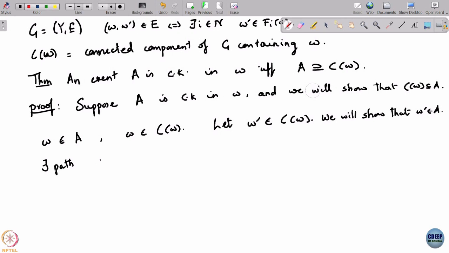Now, what is the definition of the connected component? It means that between any two vertices in that connected component, there is a path, right? There is a path that connects these two vertices. Let's call this path omega 0, omega 1 till omega r, where omega 0 is omega and omega r is itself omega dash. So there is a path like this in G, from omega 0 equal to omega, to omega 1, to omega 2, dot dot dot till omega r, which is omega dash. It just means that the consecutive vertices are connected by an edge. So omega 0 is connected to omega 1, omega 1 is connected to omega 2, dot dot dot, omega r minus 1 is connected to omega r.